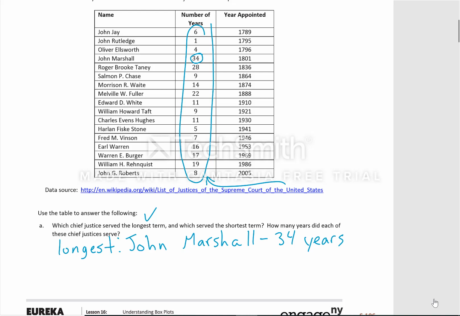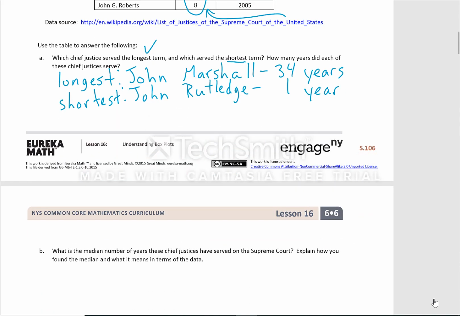So now I'm going to look for the shortest, that second part of the question, for the smallest number. And I see this justice only served for 1 year. So I'm going to label it again, shortest. And it is John Rutledge. And again, I need to label it for the shortest number of years being 1 year. All right, so let's head on down to the next part.